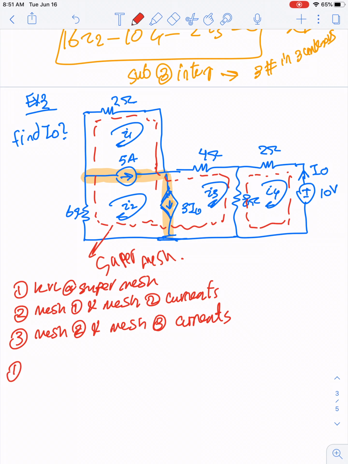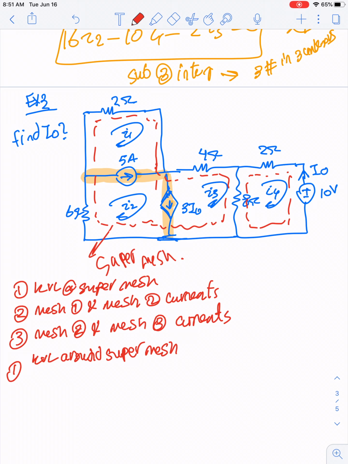Step 1 is KVL around the super mesh. So doing KVL around the super mesh, we have here 2 KVL around super mesh.